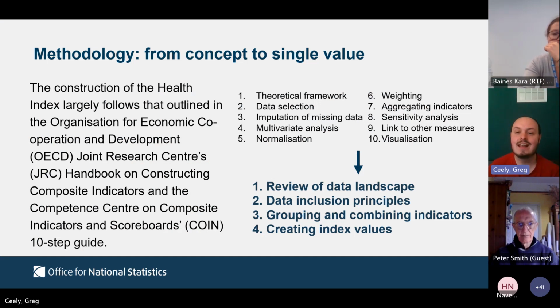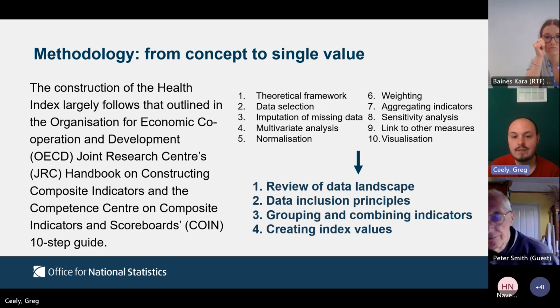I just mentioned an expert advisory group. From the initial conception of the index through to publishing our first proof of concept version at the end of 2020, we worked with a group of 30 organisations featuring central government departments, including DHSC and HM Treasury, arm's length bodies such as NHS England and NHS Digital, academics and think tank organisations, and representatives from the voluntary and charitable sector as well.